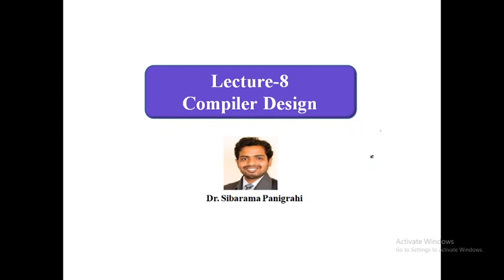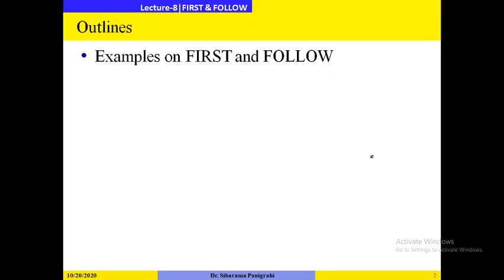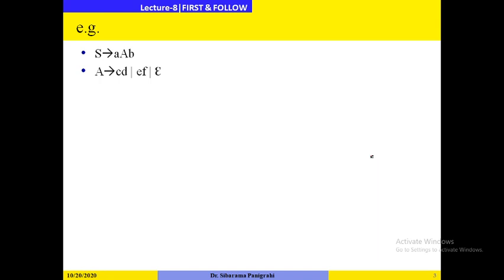Welcome to lecture number 8 of compiler design. In this lecture we will solve some examples on First and Follow. As I have already told you, First and Follow will assist in determining which production to use out of many productions. So it is very important to understand First and Follow before going to top down parsing and bottom up parsing, right? So let us go through the first example.